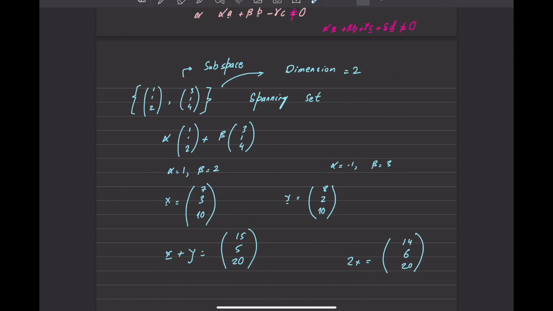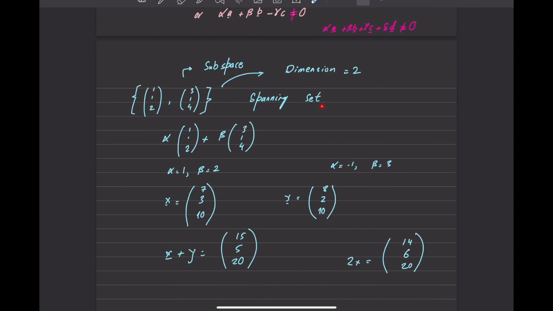Which means I can take certain random values of alpha and beta and get vectors which are part of the vector space or the subspace. For instance, if I take alpha as 1 and beta as 2 and plug them in over here, I get 7, 3, and 10. 7, 3, and 10 is a vector which is part of the subspace. Likewise, if I take alpha equals -1 and beta equals 3, that would give me another vector which would also be part of the vector space.